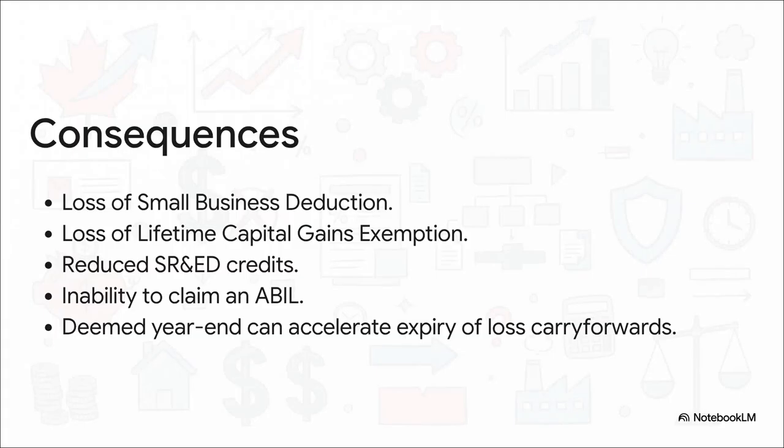And the consequences are severe, and they cascade. The small business deduction? Gone, instantly. The ability for shareholders to use that $1 million+ capital gains exemption on a future sale? Vanishes. Those enhanced refundable SR&ED credits? Reduced. And that deemed year-end we just talked about, well, it creates an extra tax filing, and it can speed up the expiry of valuable loss carry-forwards. This is a scenario that demands careful, proactive planning.